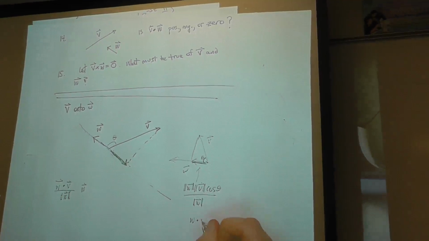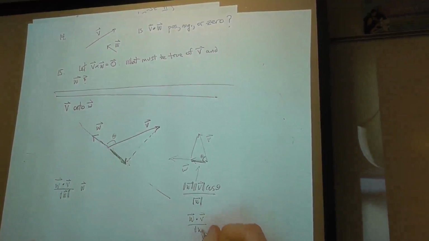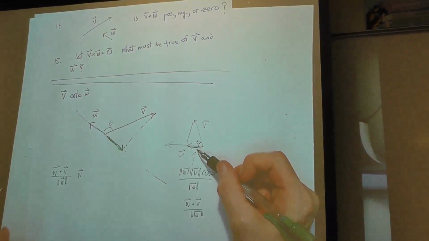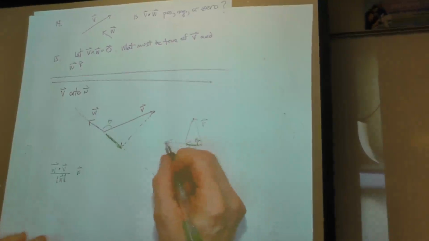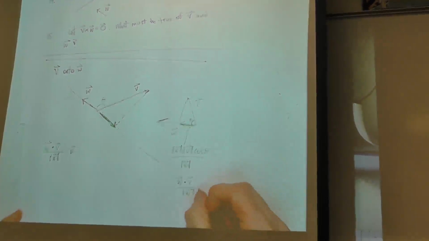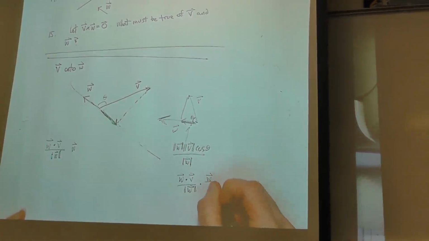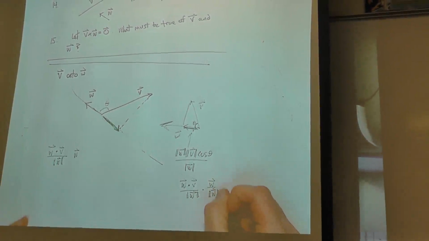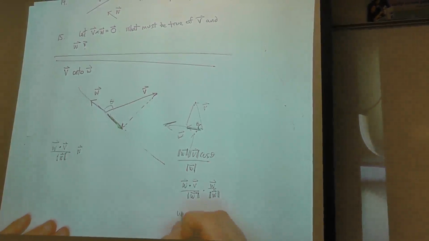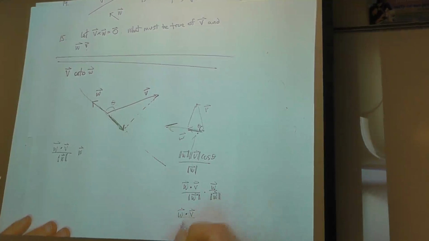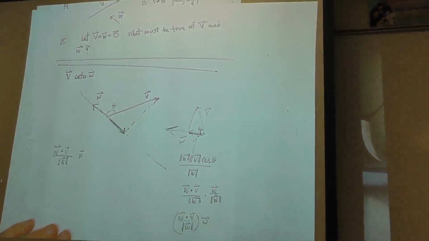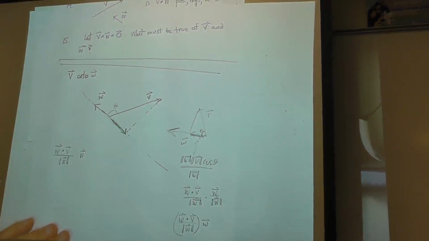That gives you W dotted with V over the magnitude of W, and that's the correct length of my vector. Now, I need the vector that moves in the direction of W, but of this length. So I have to take this and multiply by the unit vector in the direction of W. And so the formula should be W dotted with V over the square of W. That's a scalar multiplying the vector W. That should be the formula that's in your book.